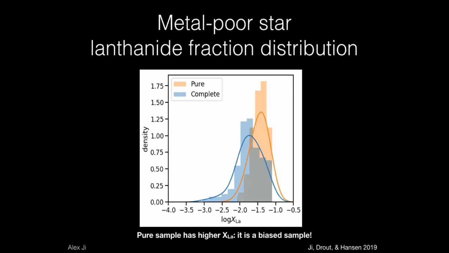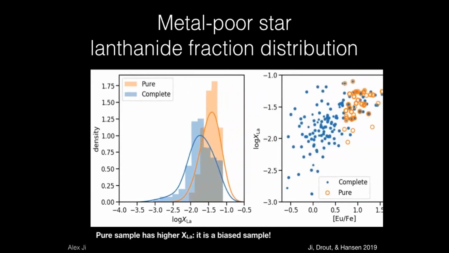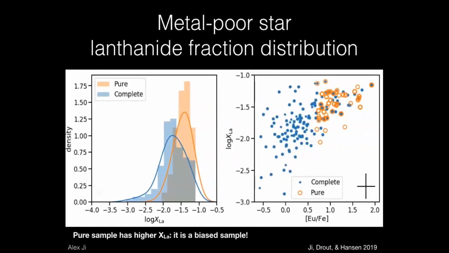And one of the things that you'll immediately notice is that the pure sample has overall higher lanthanide fractions, a distribution that peaks around a lanthanide fraction of 10 to the minus 1.5, compared to the complete sample, which peaks, you know, something closer to 10 to the minus 1.8. And this is actually something that was known: the pure sample is sort of known to be a biased sample of all of the metal poor stars.